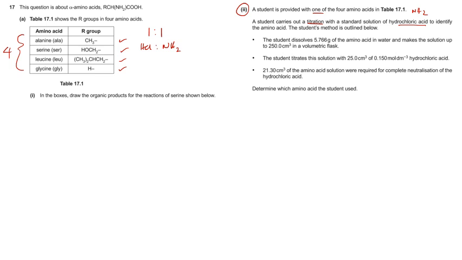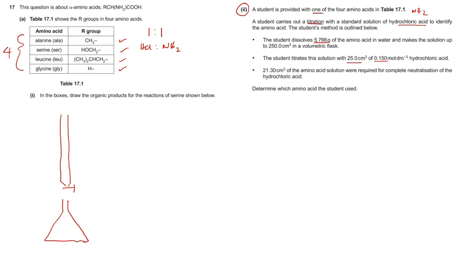Okay, so back to the titration. We've got 5.766 grams of the amino acid in water, making up to 215 in a volumetric flask, as usual. And then titrate this with 25 cm cubed of 0.15 molar hydrochloric acid. Because this is 25, let's put that in our conical flask. And you might not need to do this in the exam, but just in case anybody struggled with this question, let me help the understanding by drawing a little diagram.